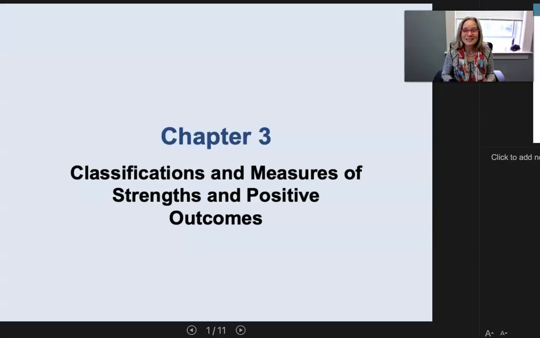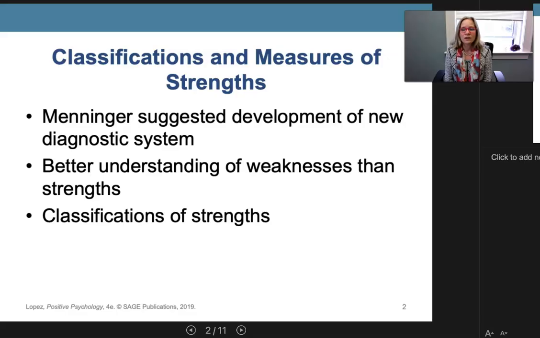Chapter 3 then is all about how do we start to classify and measure strengths and positive outcomes. That's a big focus of this course. We have a classification system. Menninger first suggested development of a new diagnostic system. We better understand weaknesses and strengths. And we use the diagnostic statistical manual in psychology to diagnose problems.